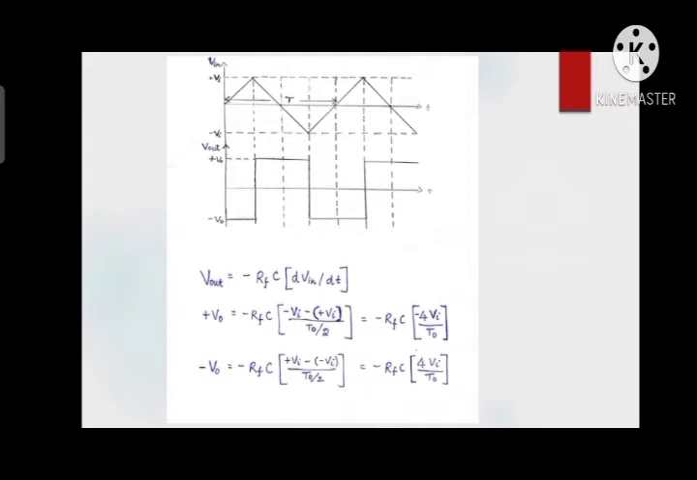Since it is an ideal op-amp, the change from plus Vout to minus Vout is instantaneous because the slew rate of the ideal op-amp is infinity. Slew rate means how the output changes over the input. But for a practical op-amp, it may take some time to change from positive output to negative output voltage and vice versa.